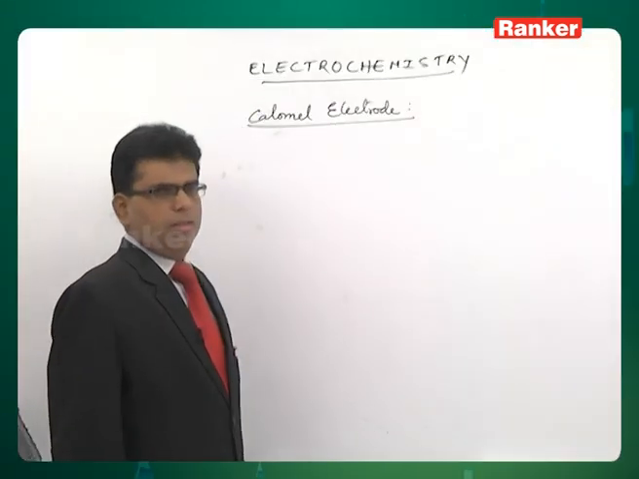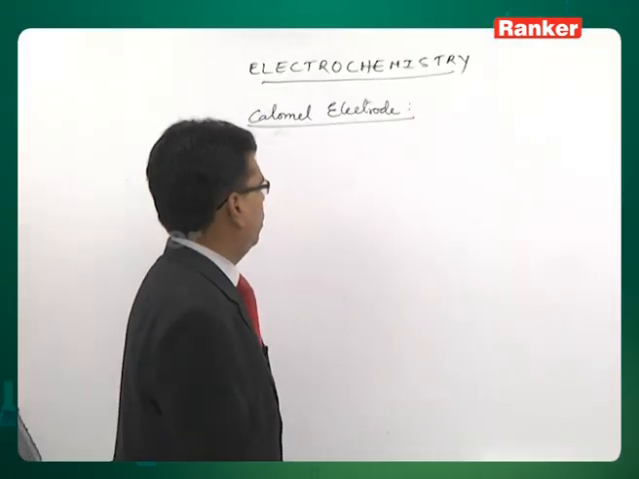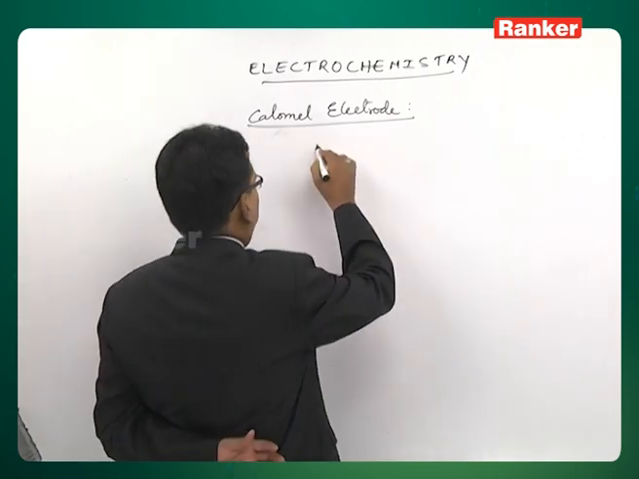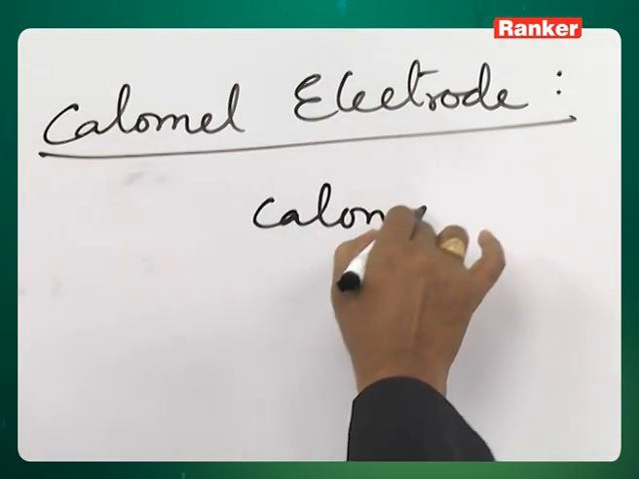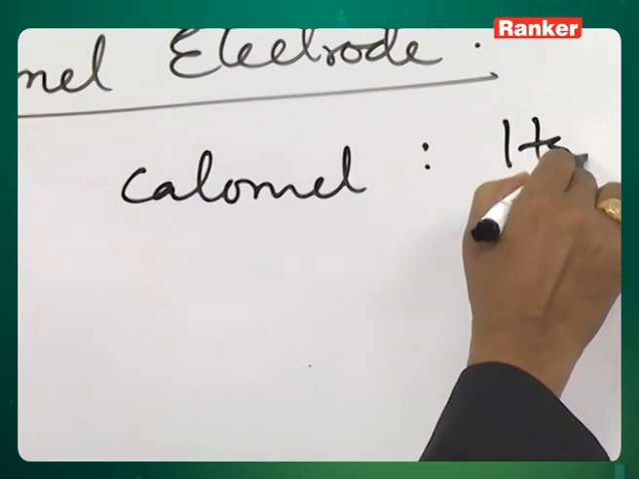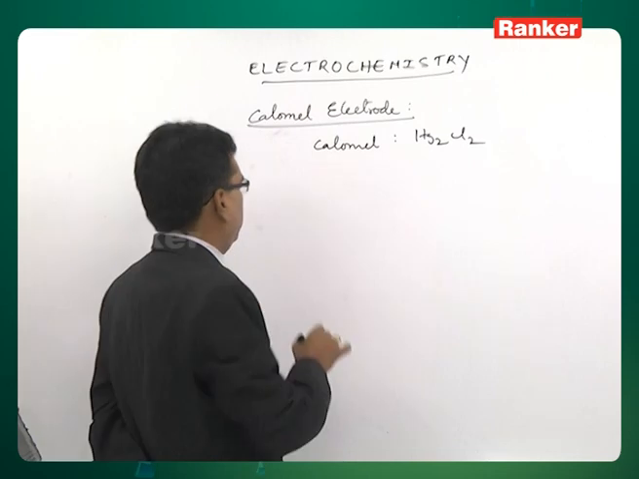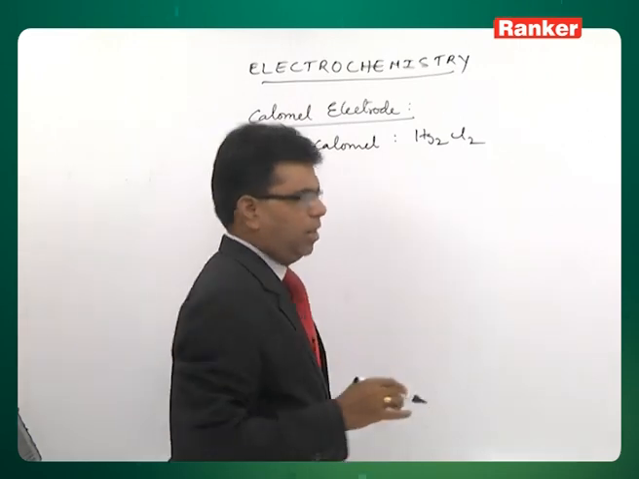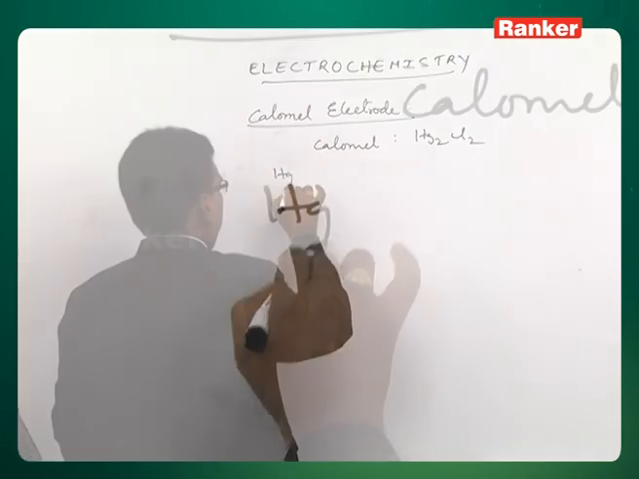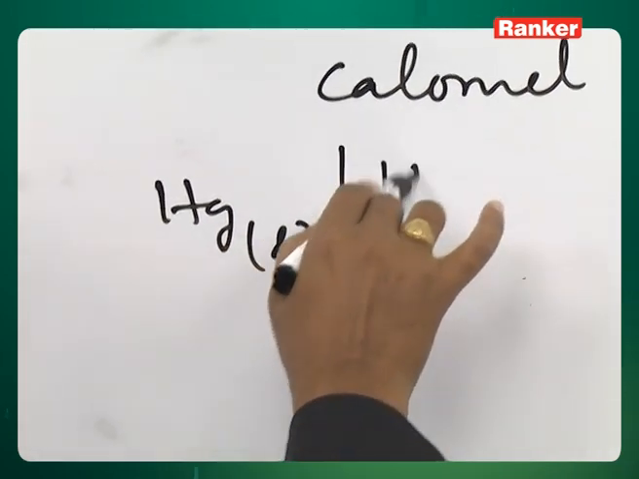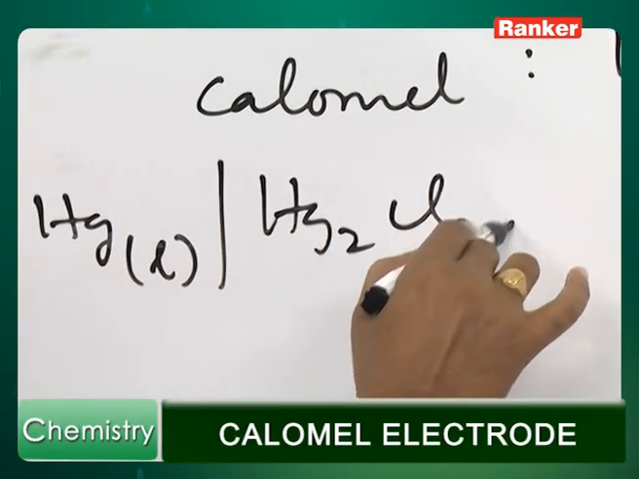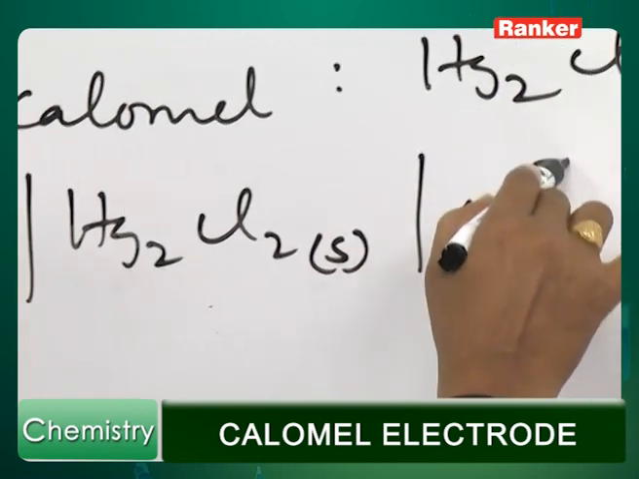Next is the calomel electrode. Calomel is chemically Hg2Cl2, mercurous chloride. Like Ag/AgCl, this is liquid mercury, Hg2Cl2 solid, and Cl minus aqueous.